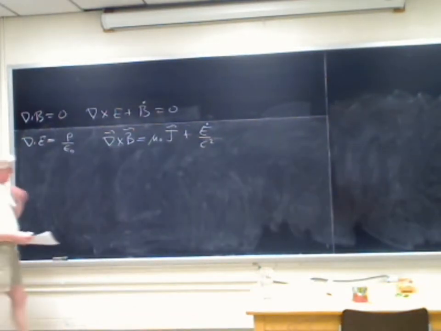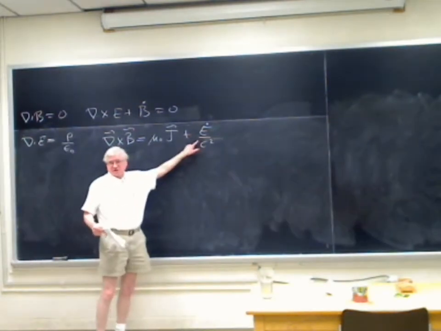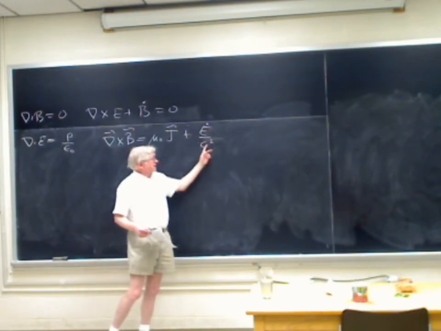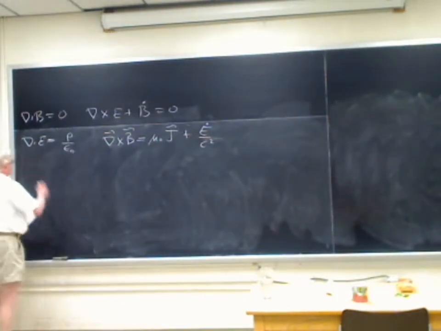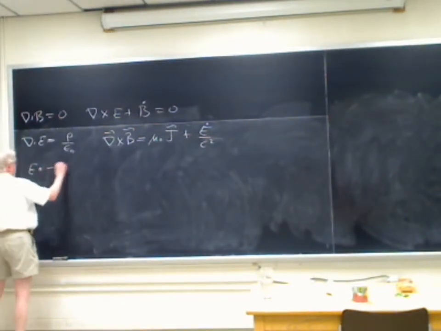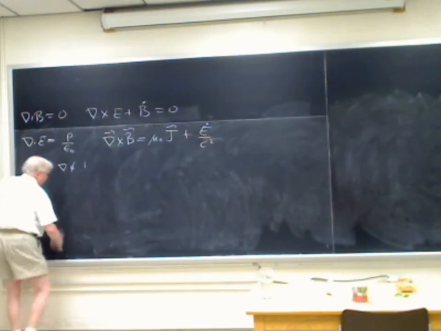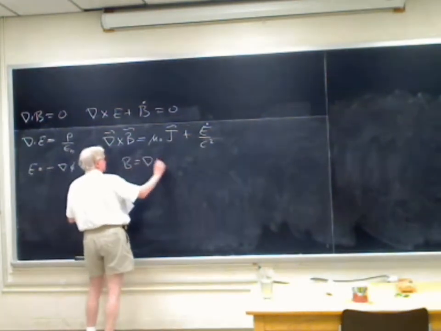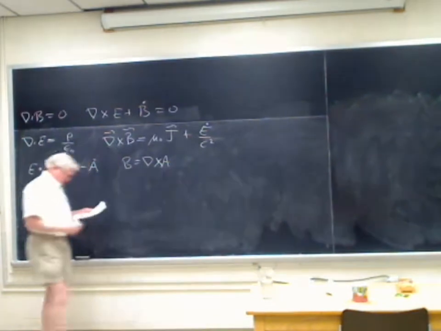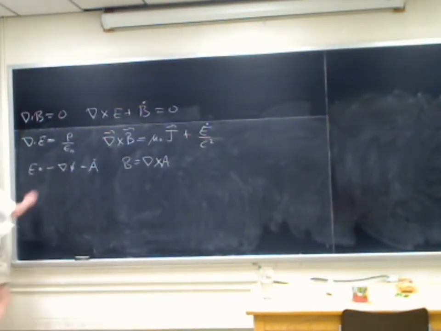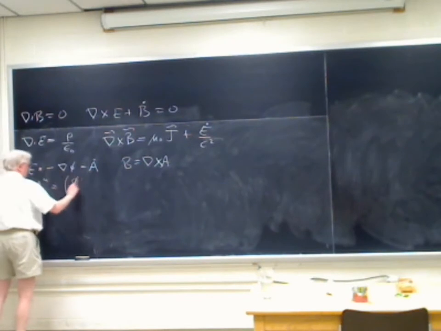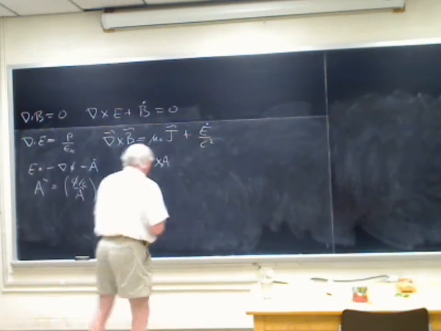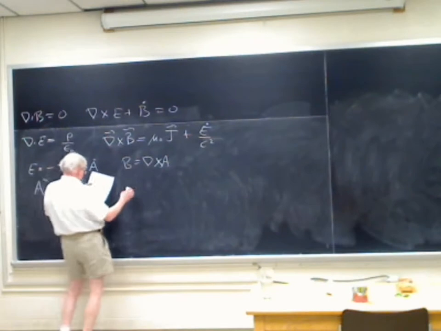You see why that last term wasn't obvious in the beginning, namely that it only involves E dot and it has a 1 over c squared. We have E as minus grad phi minus A dot. And of course, as always, B is the curl of A. That seems to be an equation that works with any system of units. The 4-vector A mu is phi over c and vector A. Okay, it's hard to skip this stuff because it's so important.